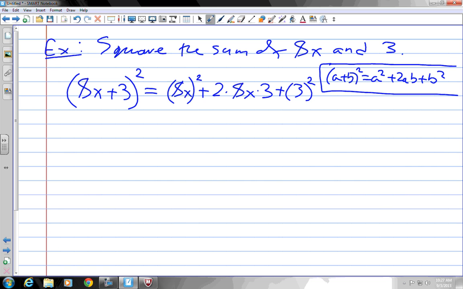But does that make sense how I placed 8x's? So 8x went for every A, and 3 went for every B, and 2 is just part of the formula, it's always there. Now I'm just going to compute that. So 8x squared is 64x squared, right? 2 times 8 times 3 is what? 48x, and 3 squared is 9. And that's it.